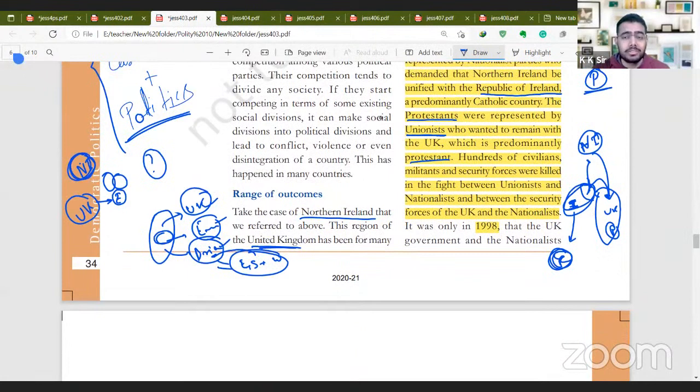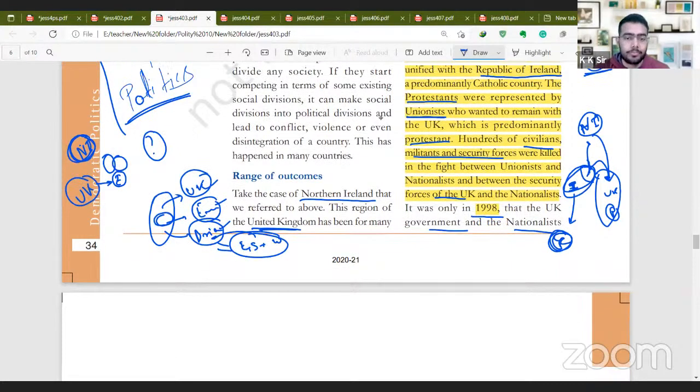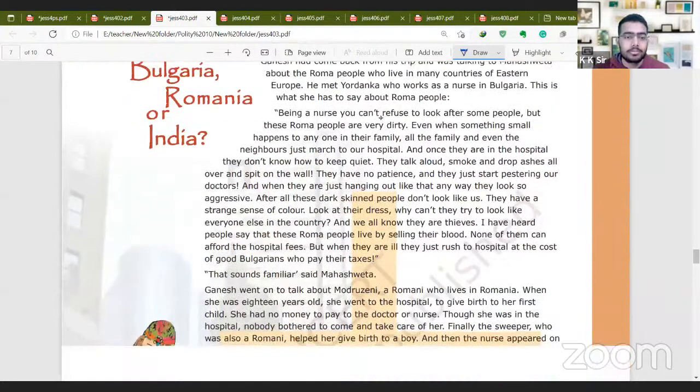And because of this violent civilian militant security forces का वॉर होता था आपस में, दोनों कैथलिक एंड प्रोटेस्टेंट्स लड़ते रहते थे. And a lot of forces died. Only in 1998, UK government and the nationalists. Who were the nationalists?